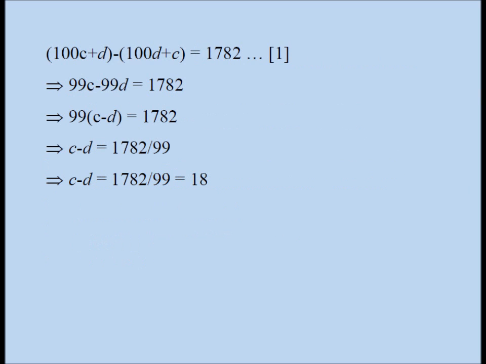So what we have here is the first equation from the previous slide, and all we have to do is simplify it. 100C minus C is 99C. Look, there is a minus sign here. That'll change the sign to minus. And D minus 100D is negative 99D, and 1782 comes here. You factor out 99, you get 99 times C minus D is equal to 1782. You divide both sides by 99, you're going to get C minus D is equal to 18. So our equation 1 becomes simpler. C minus D is equal to 18.